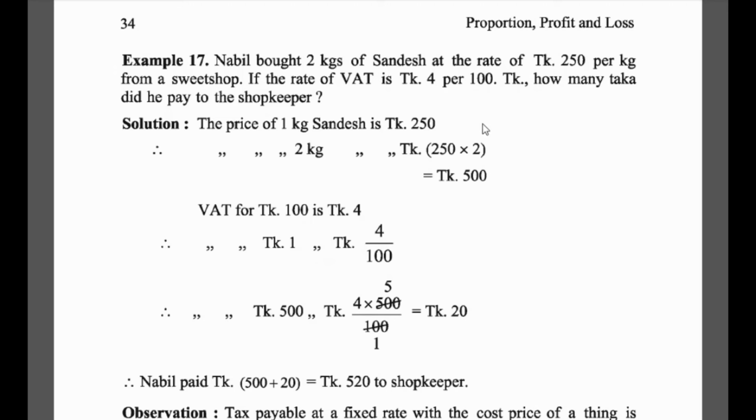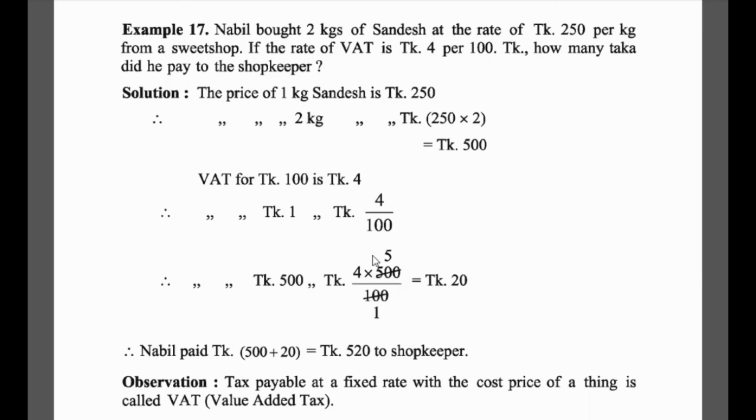And the actual money, VAT for taka 500, is definitely greater than this. So we have to multiply it with this fraction: 4 by 100 into 500. If I divide 100 by 100, it's 1. And if I divide 500 by 100, it's 5. So 4 into 5 is equal to taka 20.